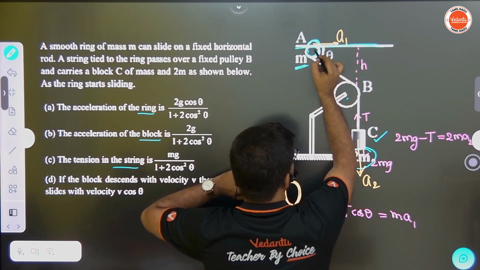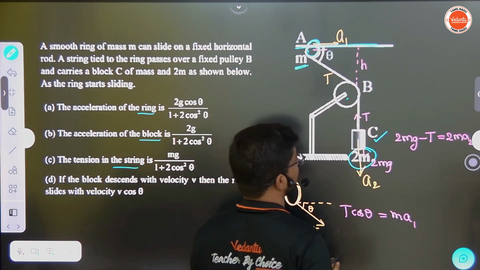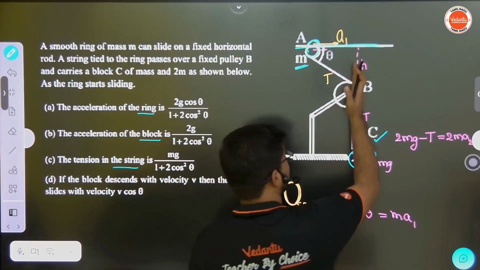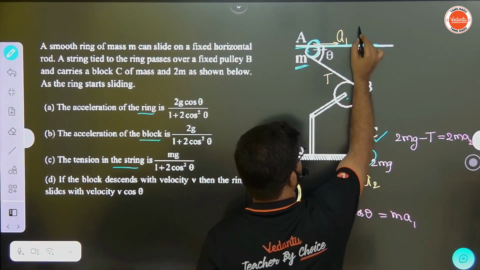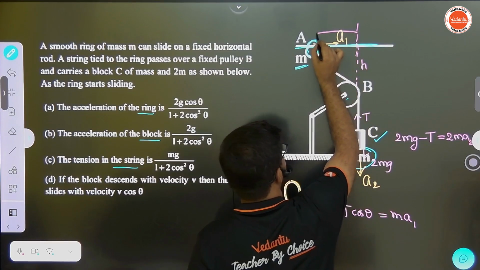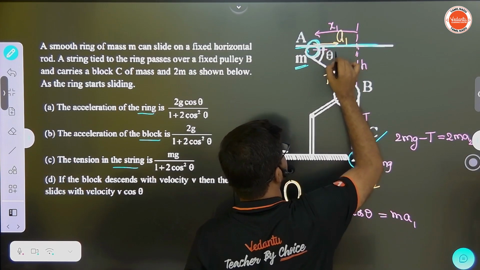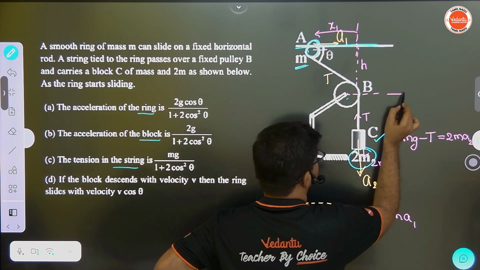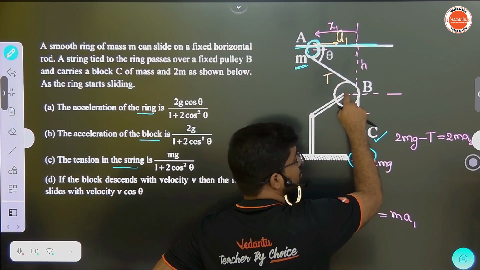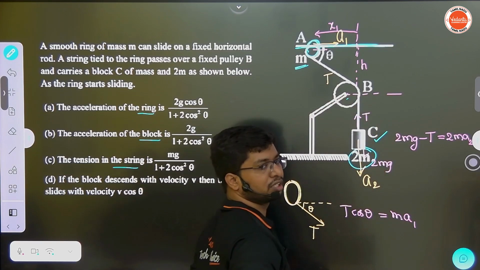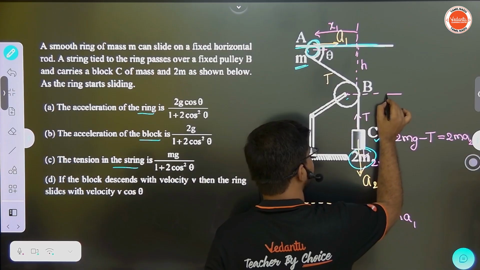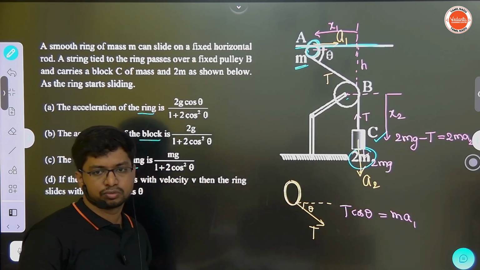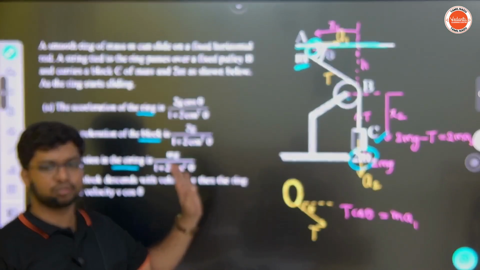From a fixed reference you have to mark the positions of the moving objects, correct? So I'm taking this vertical line as one fixed reference, and I'm writing this as x1. Then this horizontal level at the pulley is also another fixed reference. From here I'm marking the position of block C, which is x2. I have marked all the positions of the moving objects here.